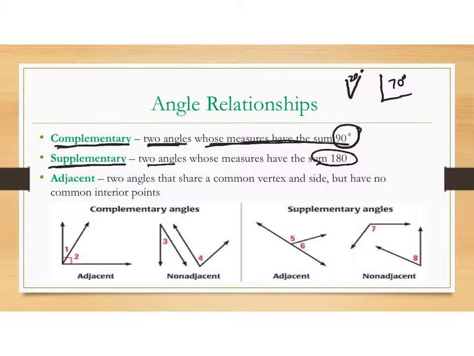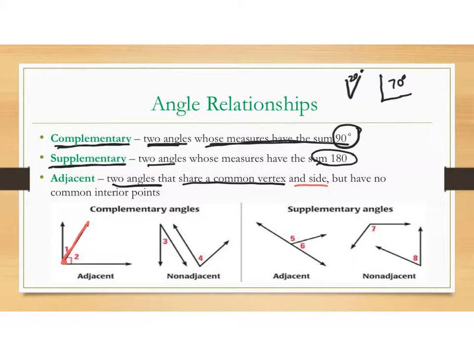Finally, we get this term adjacent. Hopefully you've heard adjacent before, even if you're not sure what it means. It means 2 things are right next to each other, but in geometry, we talk about 2 angles. So we've got 2 angles that share a common vertex. I'm going to go to this angle down in the lower left, and if you notice, angle 1 and angle 2 both have the exact same vertex. They have a common vertex, but also they have a common side.